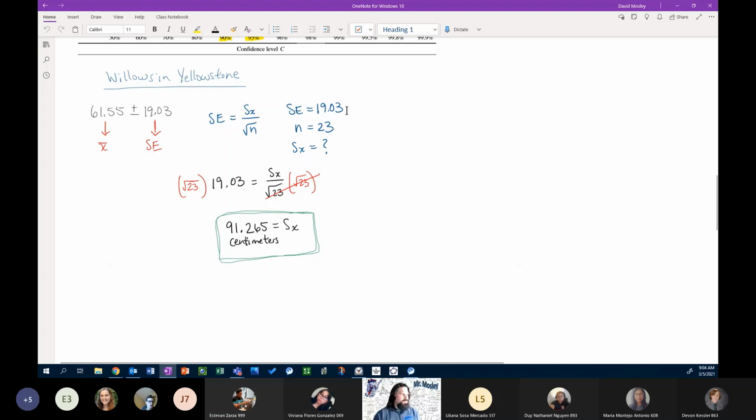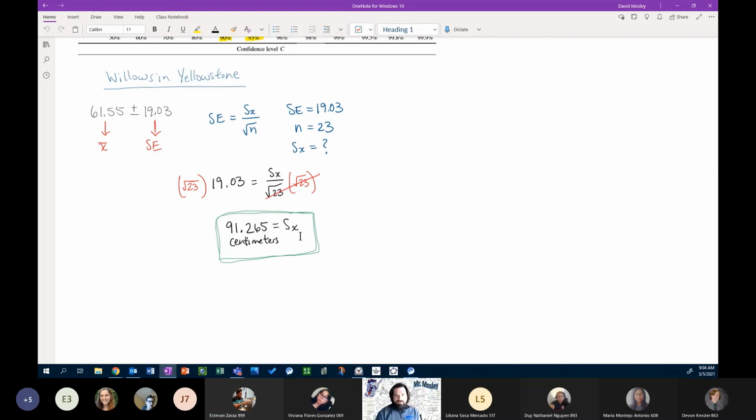We know the standard error is 19.03, the sample size is 23, and we're finding s sub x. So we set up the known parts of that equation: 19.03 equals s sub x divided by the square root of 23. Multiply each side of this equation by the square root of 23 to cancel the square root of 23 on the right-hand side. Multiply on the other side. Square root of 23 times 19.03 gives us 91.265 centimeters, that's the unit from the problem, equaling the standard deviation of the sample.